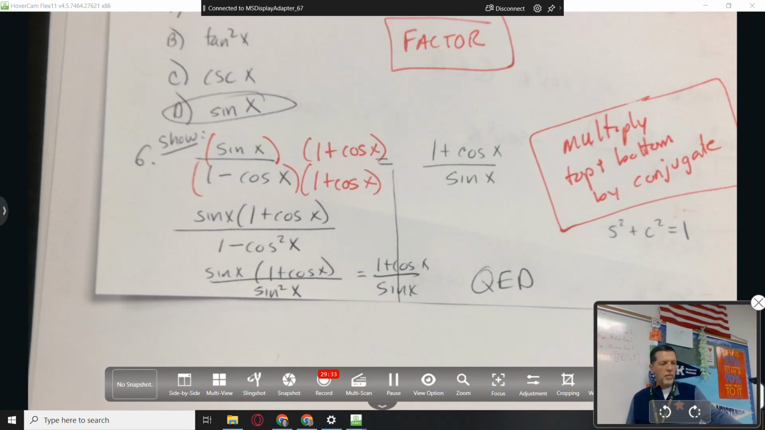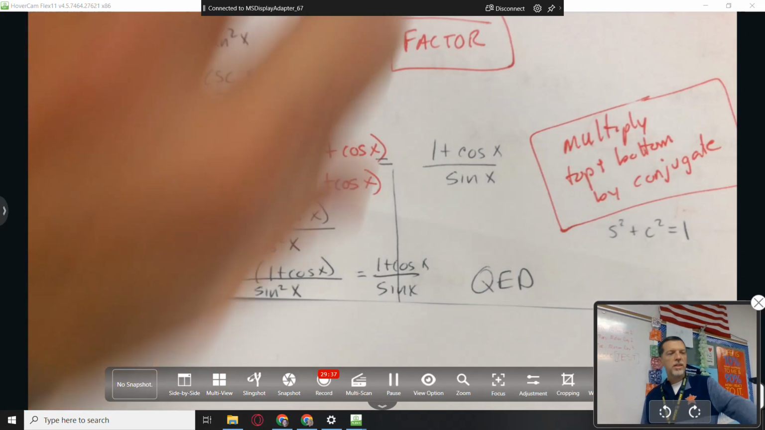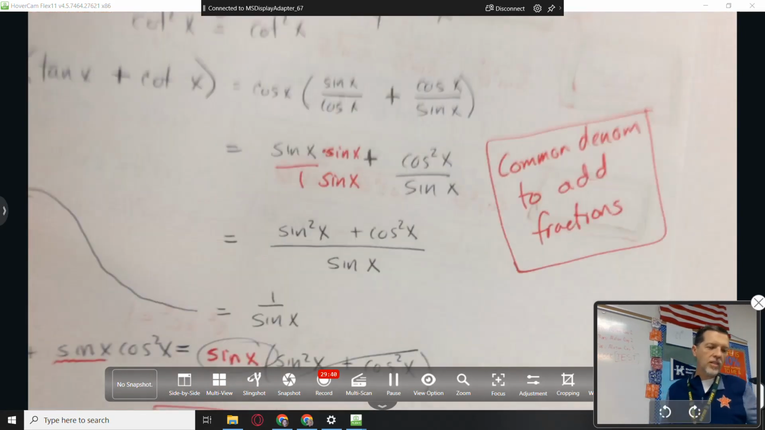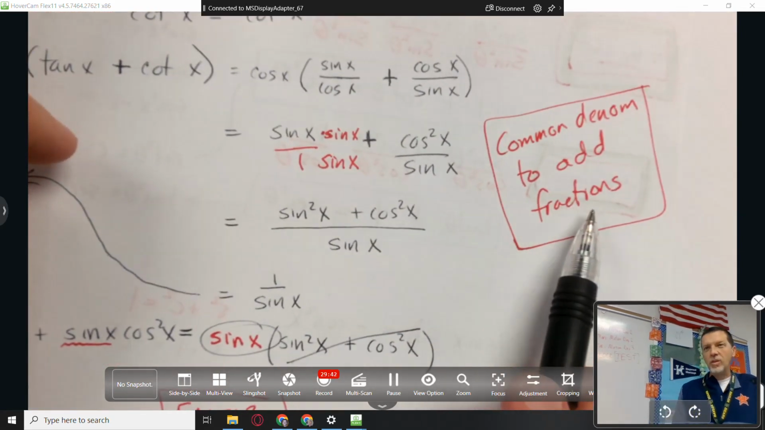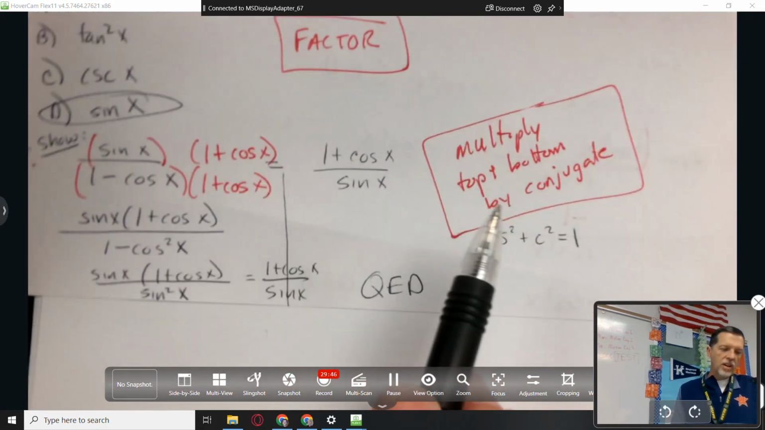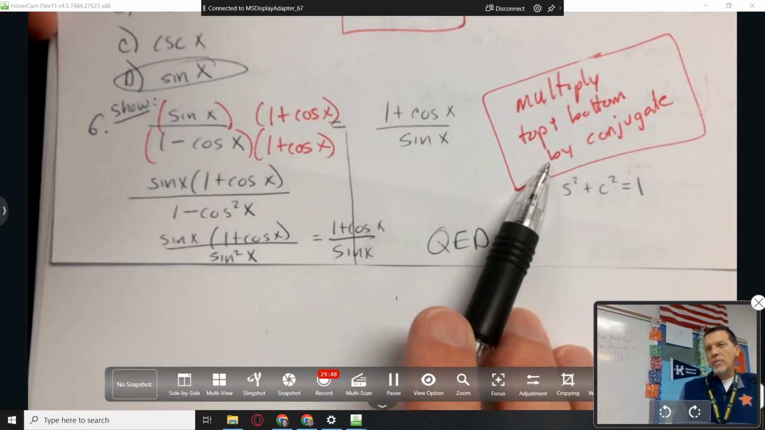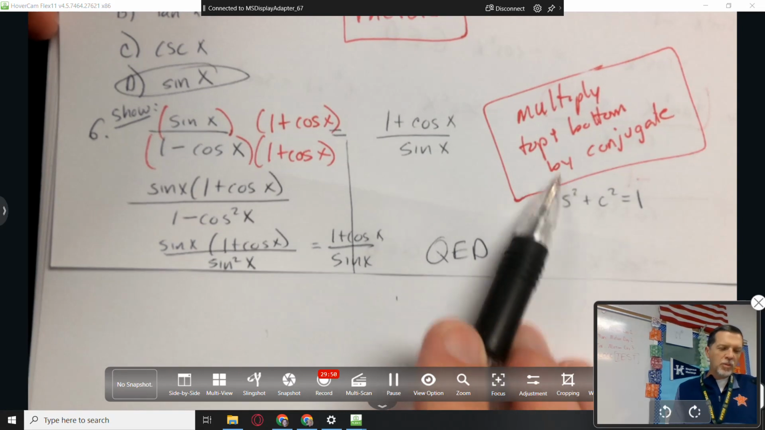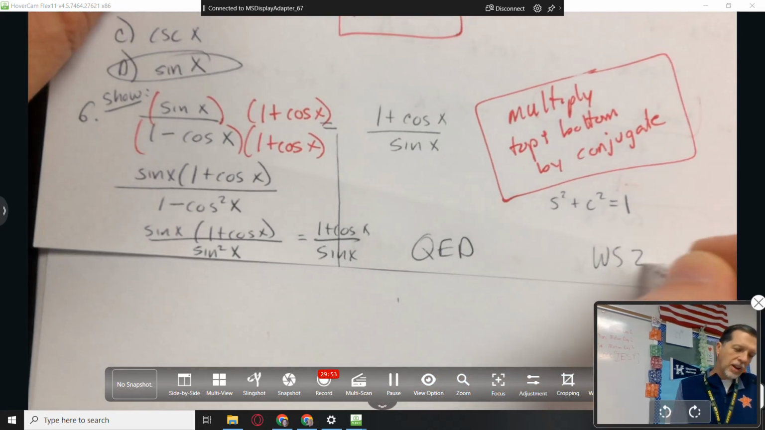Okay, so we got a bag of tricks today. The Pythagorean identities, but then also some of these other things. If you need to combine two fractions into one, it takes the common denominator. Sometimes you can factor. Sometimes multiply top and bottom by a conjugate. These are usually pretty easy to spot, by the way.